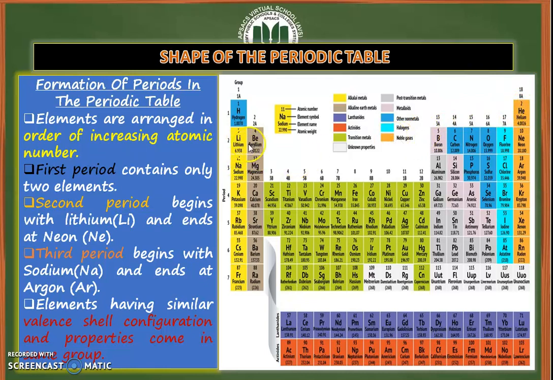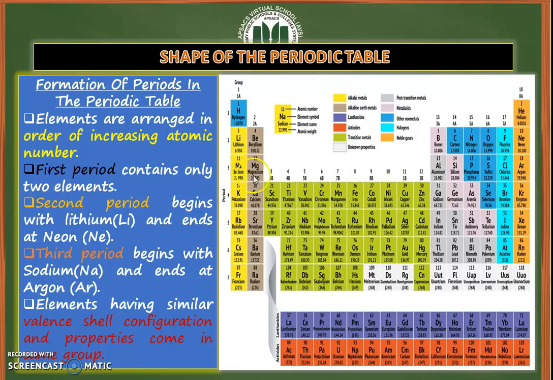Our next element is lithium, or we can say that the second period begins with lithium with symbol Li and ends at neon with symbol Ne. Lithium with atomic number 3 has 1 electron in L shell, so second period begins with lithium. Since L shell can accommodate 8 electrons, 8 elements come in second period. And the second period ends at neon, which has 8 electrons in its valence shell. Its valence shell electronic configuration is 2s2 and 2p6.